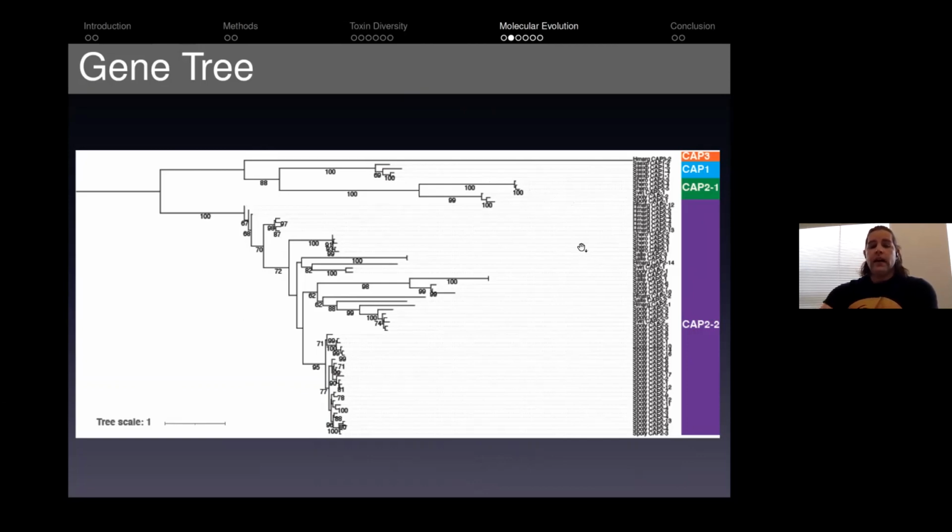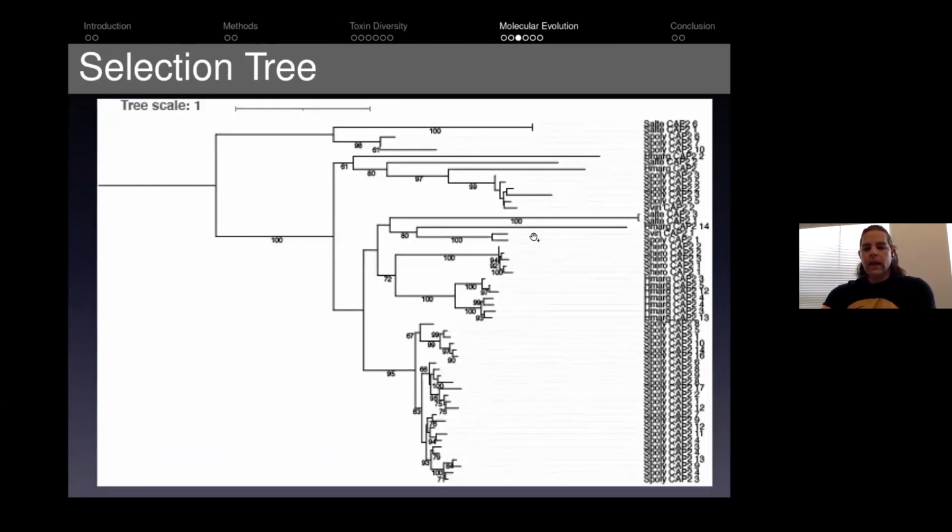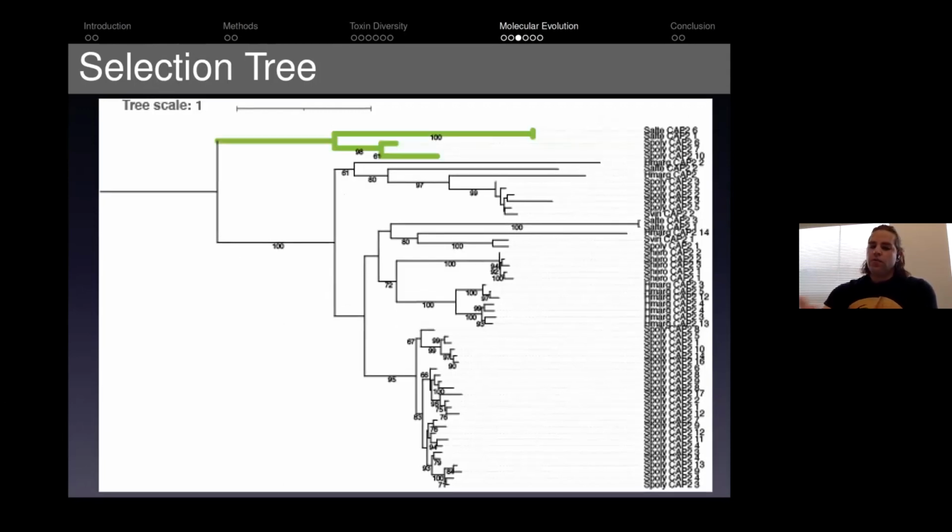And so for the selection analyses that I did on this protein family, I decided to focus just on these CAP2-2 proteins. And so I generated a different gene tree for this, and then I tested this gene tree for evidence of positive selection. And so I was able to find evidence of positive selection in this protein family, with a p-value less than 0.001. So after this, I specifically wanted to test and see if there were specific branches in this tree that showed more evidence of positive selection than other branches. So through that analysis, I was able to identify this top branch here, that this branch specifically is undergoing some more positive selection than some of these other branches that we see listed here.